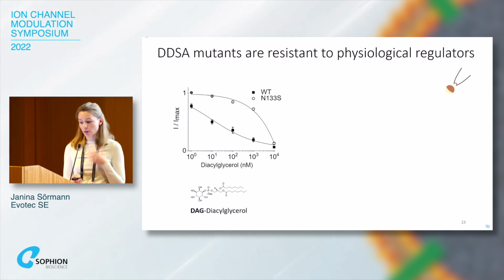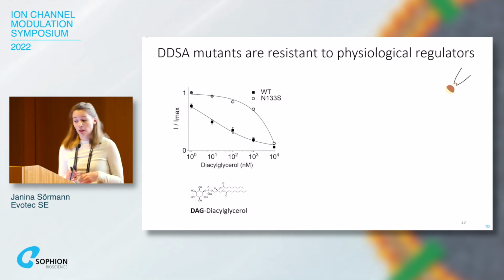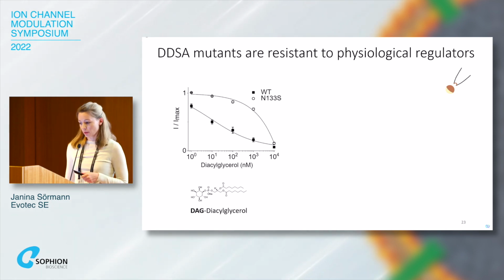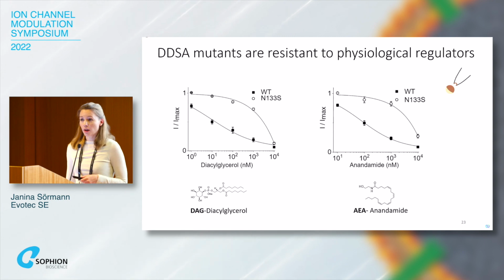Other physiological regulators are diacylglycerol, which inhibits TASK-1 directly, and we see the dose-response curve is shifted compared to the wild type. Only at concentrations which are not physiological anymore do we see a response. And the same applies for anandamide, another physiological regulator.